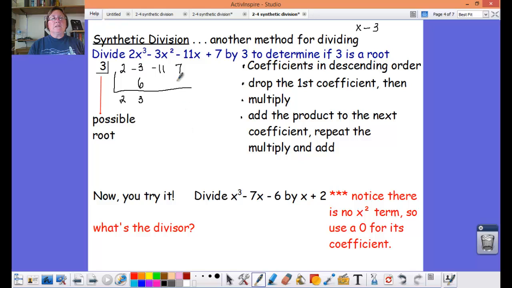Repeat the multiply and add until you get to the end. So we come here and say 3 times 3 is 9. Negative 11 plus 9 is negative 2. 3 times negative 2 is negative 6, and we have a remainder of 1.